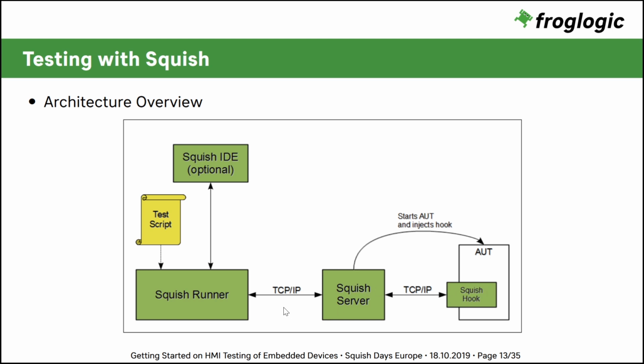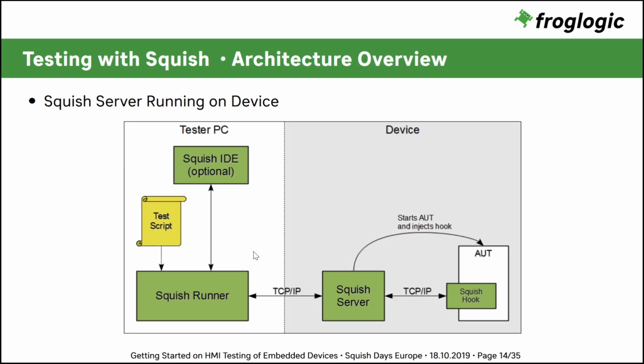In addition to relaying the commands, the Squish server can also be used to launch the AUT, the application which you want to test, and it can also be used to inject the Squish hook inside of the application which you want to test. So based on the possibility to launch external applications on the embedded devices, in general we have 3 cases when it comes to how you can organize these components for your particular test setup.